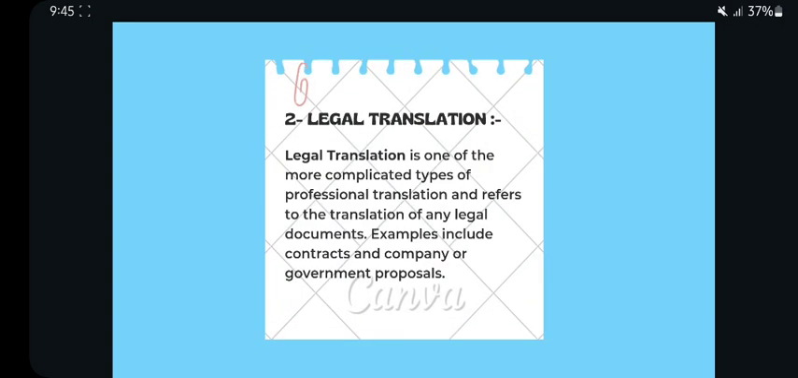2. Legal translation. Legal translation is one of the more complicated types of professional translation and refers to the translation of any legal documents. Examples include contracts and company or government proposals.